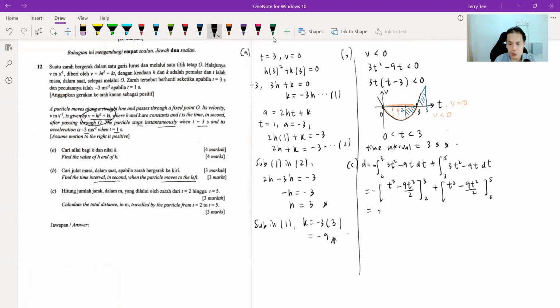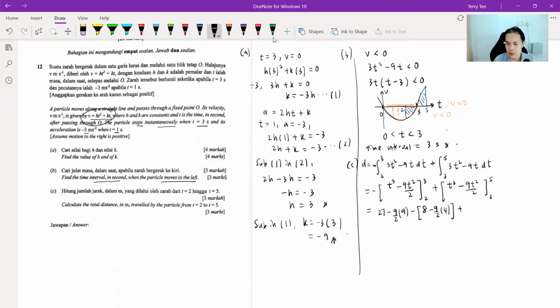3 power 3 is 27. This is 9 over 2. I put 3 inside. 3 squared is 9. All right. And this will be minus 2 power 3 is 8. Right. 9 over 2. 2 squared is 4.